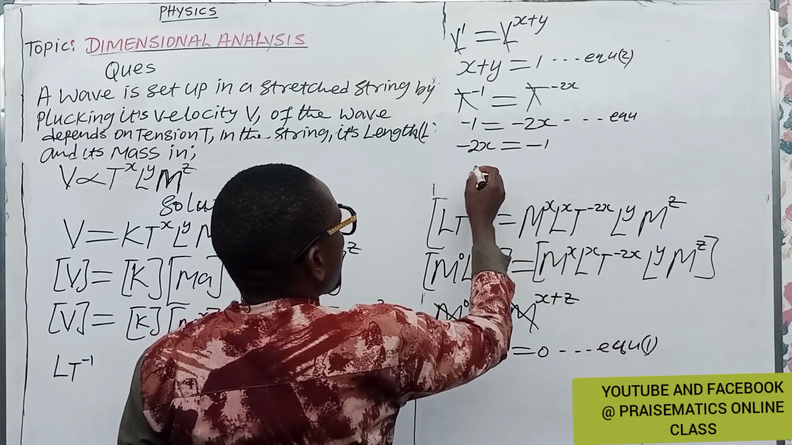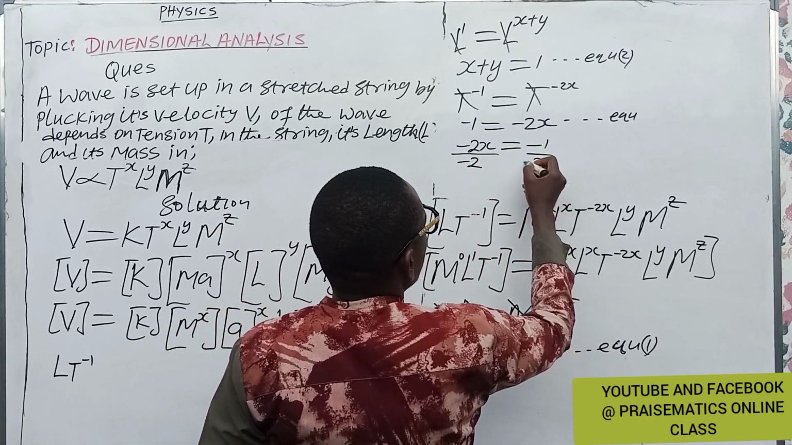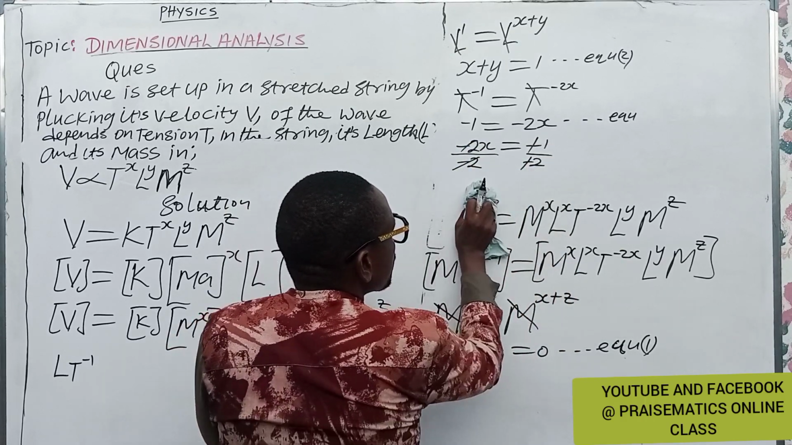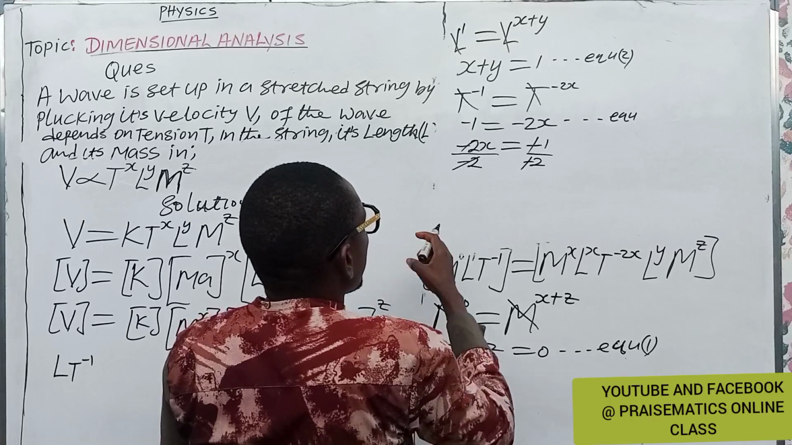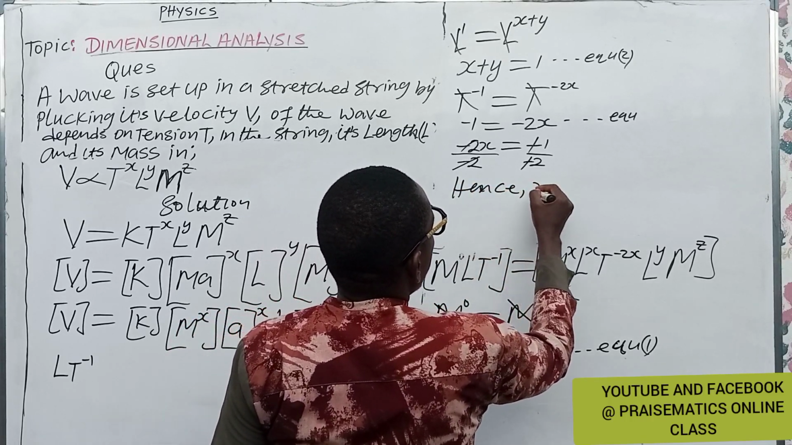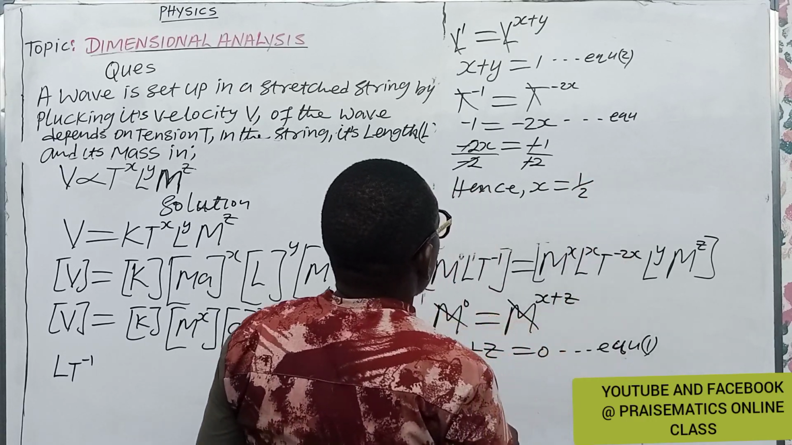So from equation 3, make X the subject of the formula. We have minus 2X equals minus 1. Minus will cancel minus, and 2 will cancel 2. Hence, X equals 1 over 2.